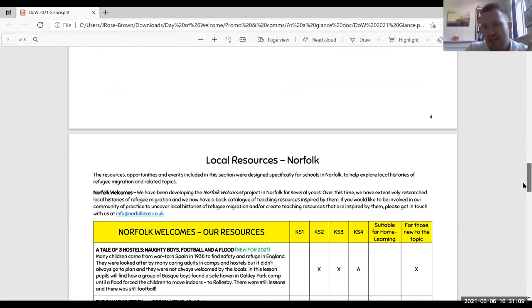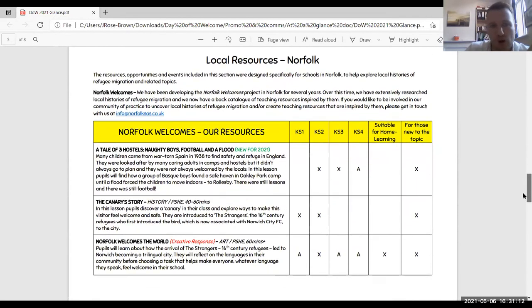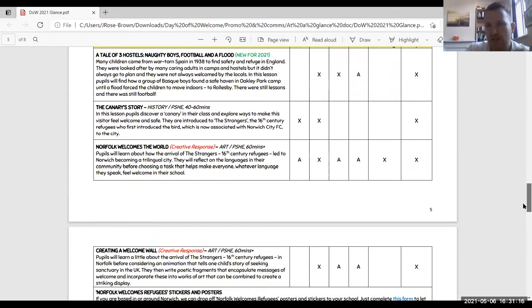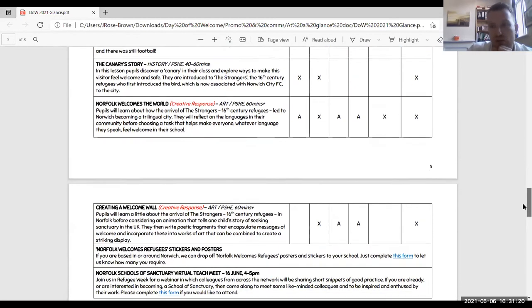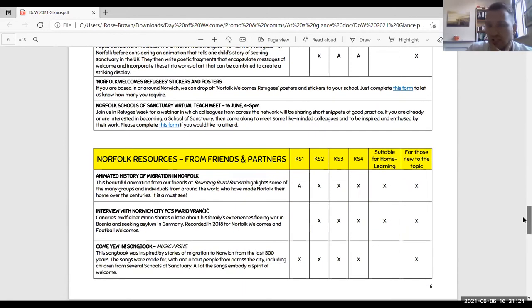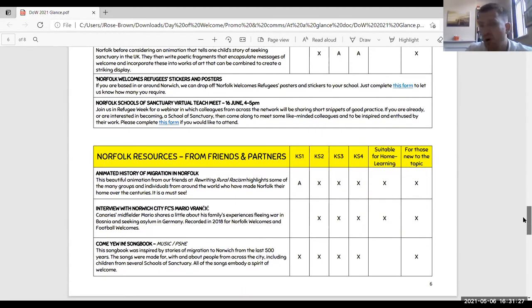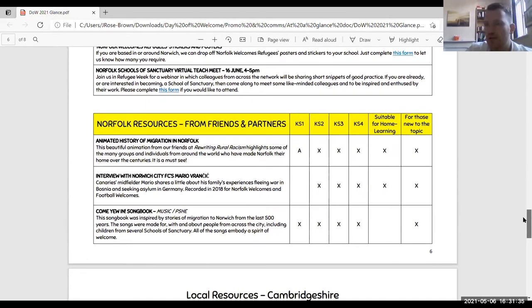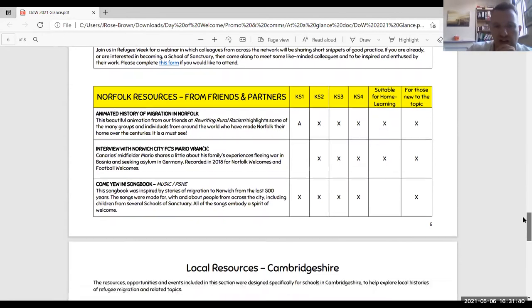What I'm hoping is, in Norfolk, we've developed this quite a lot. You can see as I scroll down, all of these resources are specifically about Norfolk refugee histories, different strands of that we've researched over the last 4 years, and then created resources inspired by those stories. And then we've got stickers and posters that are free to share with schools. We're having a virtual teach meet to share good practice in Refugee Week. There's a songbook, which is all songs inspired by histories of migration in the local area.